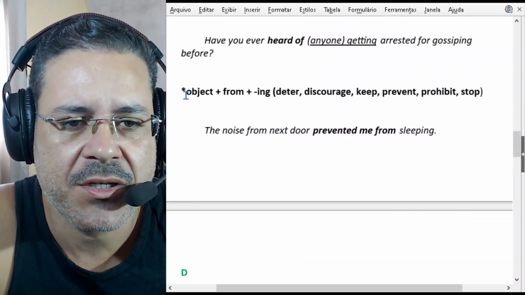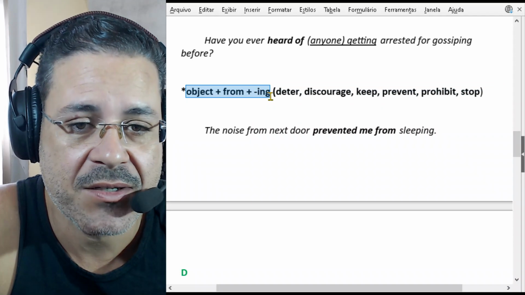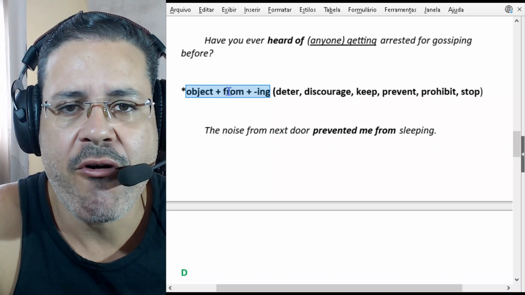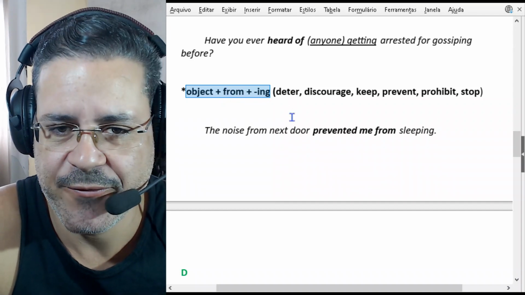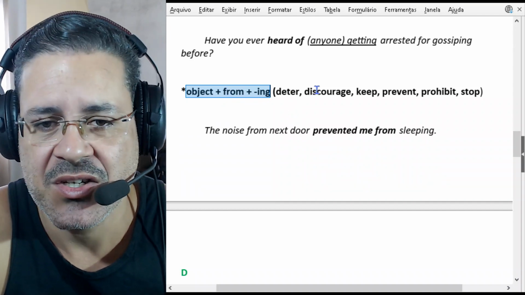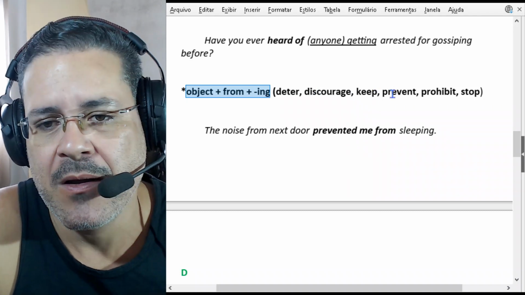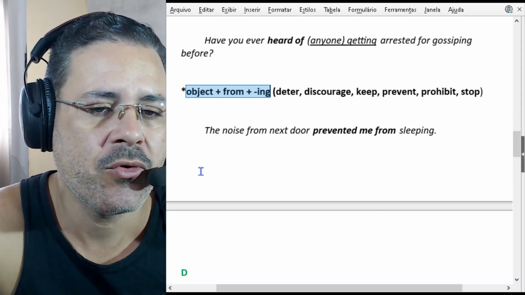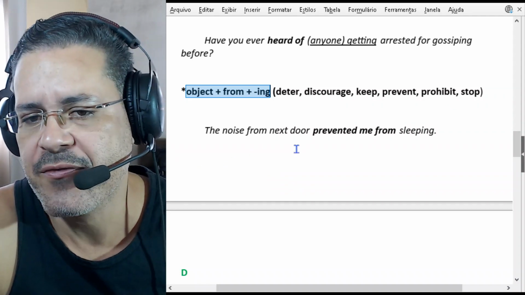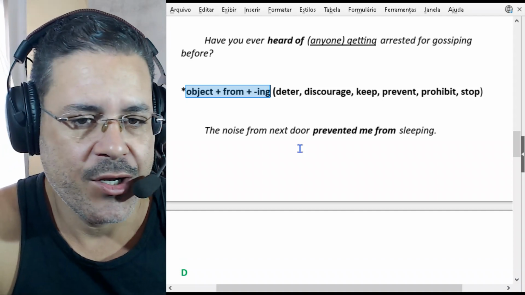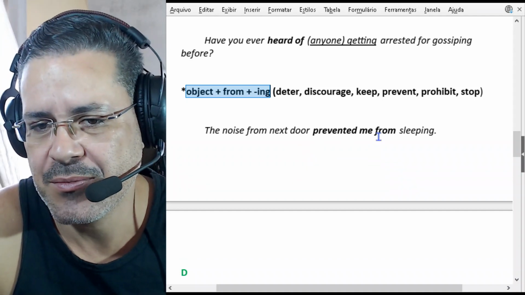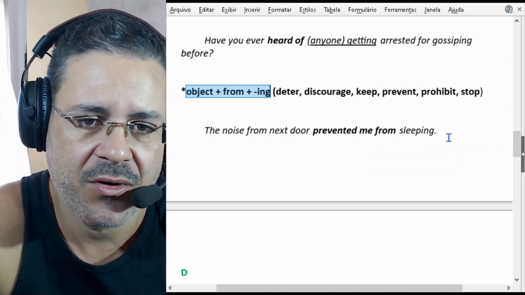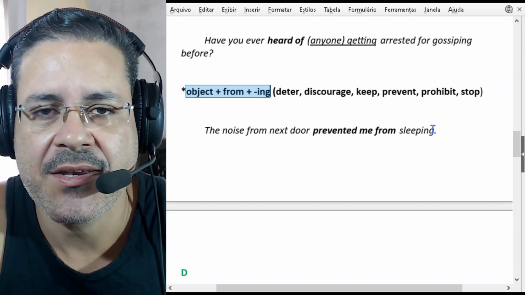Okay, then we've got another pattern with object plus the preposition from plus ing, with the verbs to deter, discourage, keep, prevent, prohibit, and stop. For example, the noise from next door prevented me from sleeping. I wasn't able to sleep due to the noise from next door.